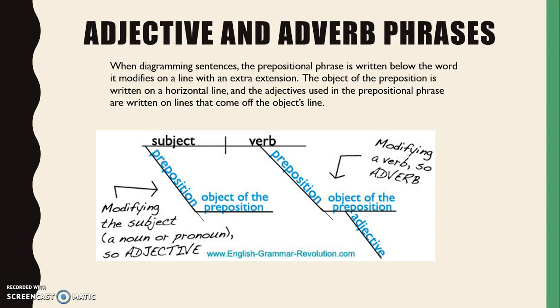So now you have to start writing stuff down. Oh, wait, not yet. When diagramming sentences, the prepositional phrase is written below the word it modifies. So you can see right here, if it modifies the subject, which would be a noun, it would be an adjective phrase. If it modifies the verb, it would be the adverb phrase. All right, you didn't have to write any of that down.